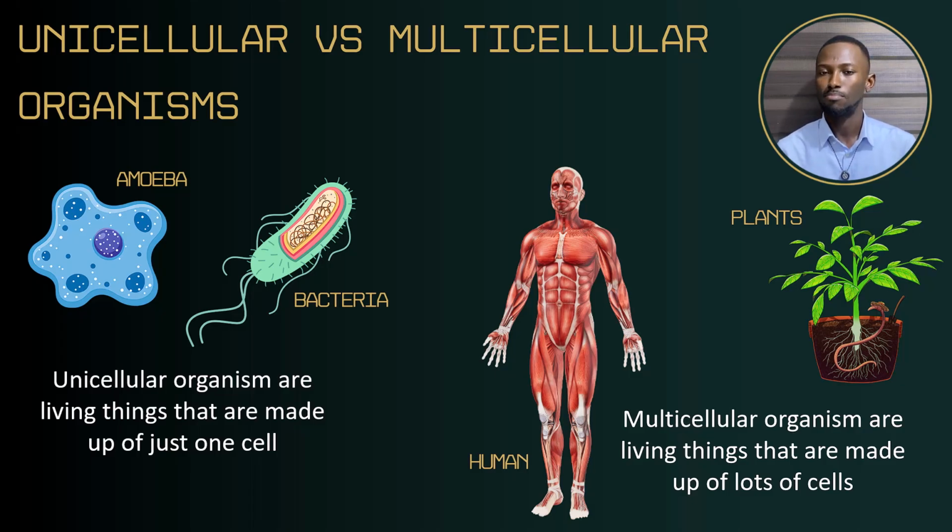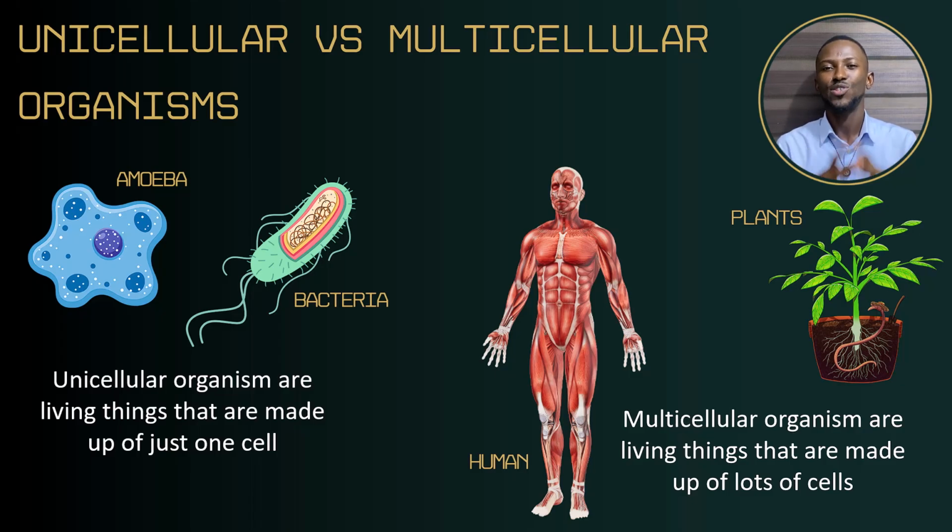Example, amoeba, paramecium, bacteria, all of these are unicellular organisms. Amoeba, bacteria, paramecium, just one cell, unicellular organism. Then at the other side of the spectrum, we have living things that are made up of a lot of cells, like you and I. And we are known as the multicellular organisms. So multicellular organisms are living things that are made up of a lot of cells.